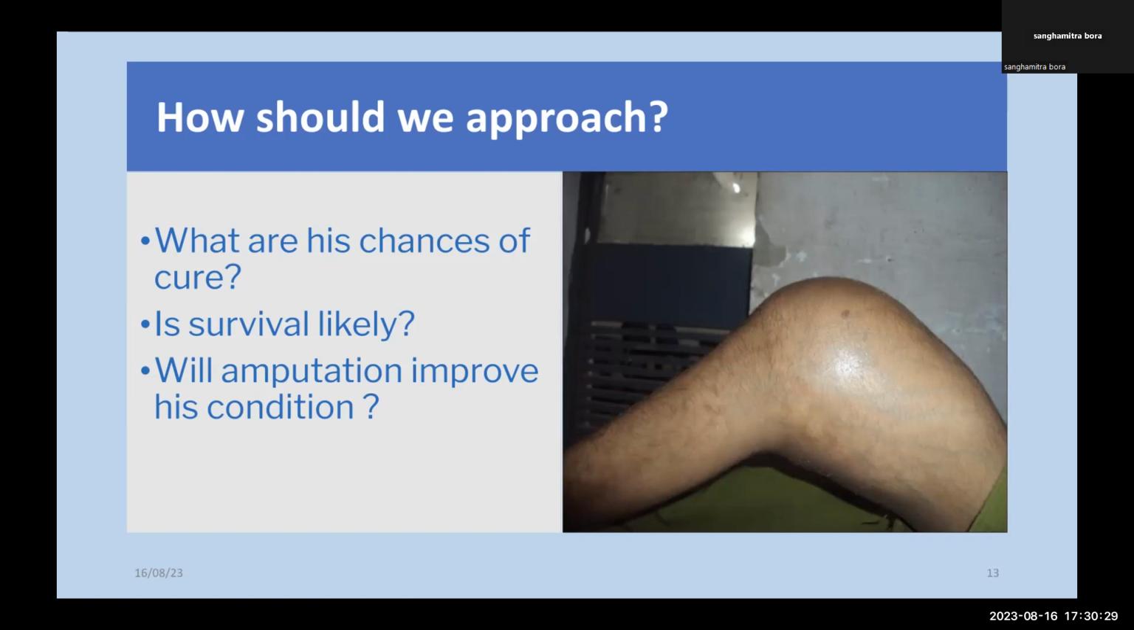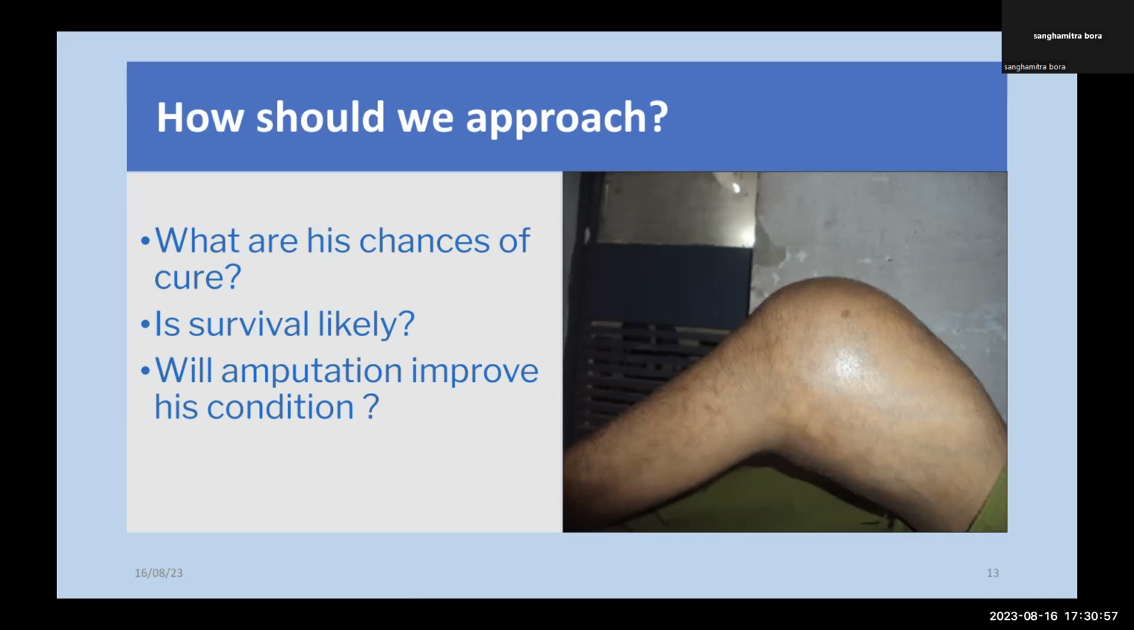are the chances of cure? Even if the patient goes for an amputation, the surgeon decides that, okay, we'll do an amputation. Let's see. All right. We can just keep our fingers crossed. And, even if there is a 10% chance, let us do the amputation. Ask yourself, ask the surgeon, ask the medical team, what are the chances of cure?